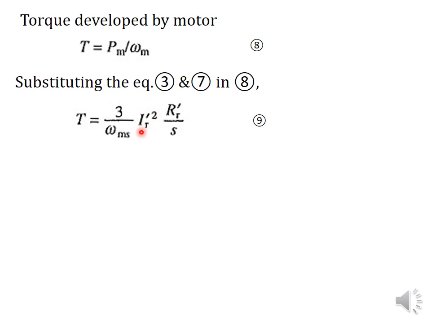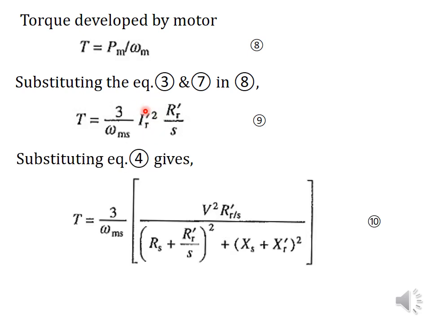But we have already written the expression for Ir dash in equation number 4. By substituting equation number 4 in equation number 9, we will get the expression for torque. This is the general expression for torque of a 3-phase induction motor. Thank you.